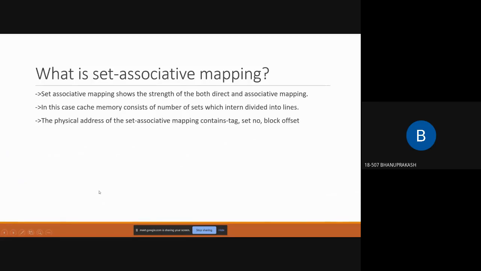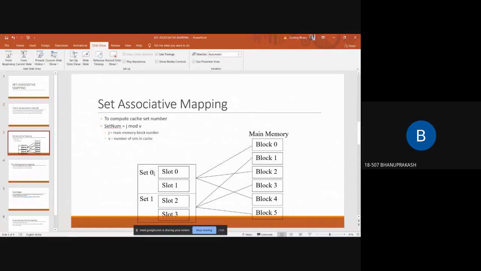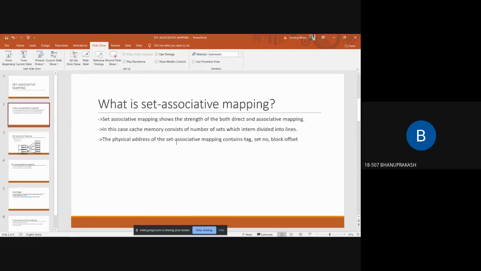So basically, this is set zero, set one, in which we have line zero, line one, line two, line three. So lines are divided into sets. The physical address of set associative mapping contains tag, set number, and block offset. Similarly to the above two mapping techniques, we also have tag, set number, and block offset. These are the three parts of the physical address.